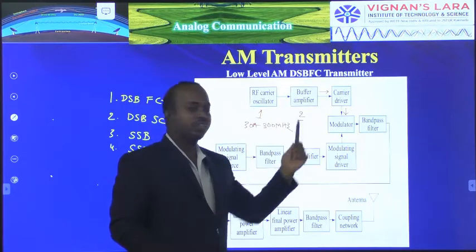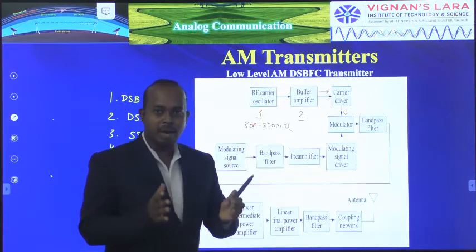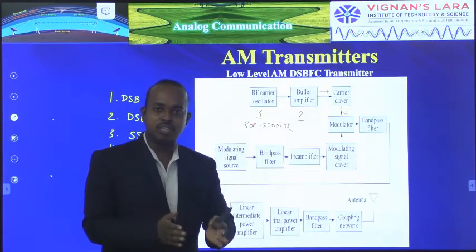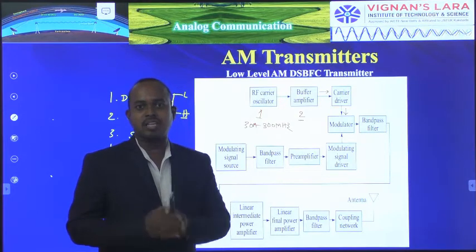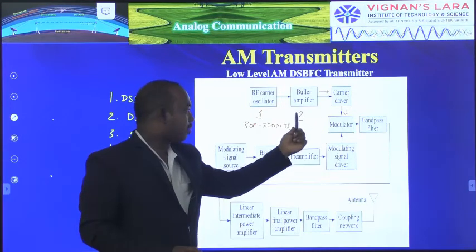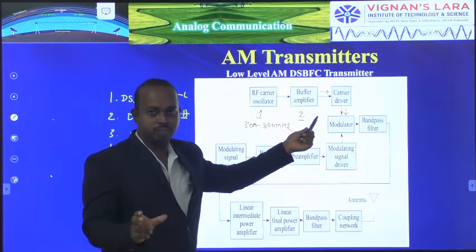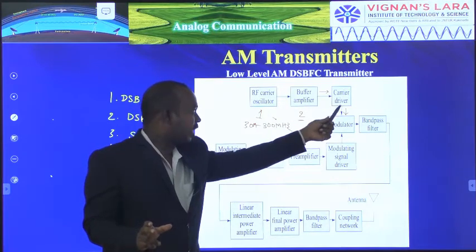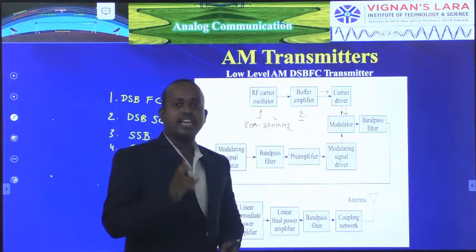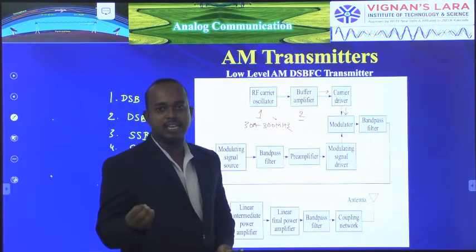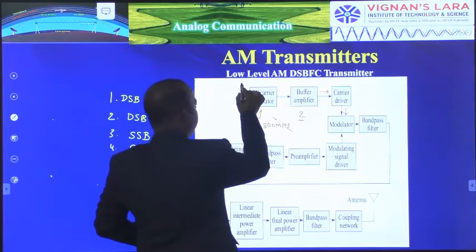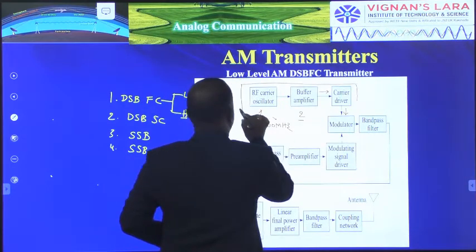This one is carrier generation. How can you take the carrier generation? Mainly you have to consider three blocks. One is the RF carrier oscillator, and the second is the impedance matching you have to take in that. For that we use the buffer amplifier. The buffer amplifier is used for impedance matching between the RF carrier oscillator and the carrier driver. Once you design these blocks, the carrier driver can deliver an efficient carrier signal. These three blocks in total generate the carrier signal for the modulator.